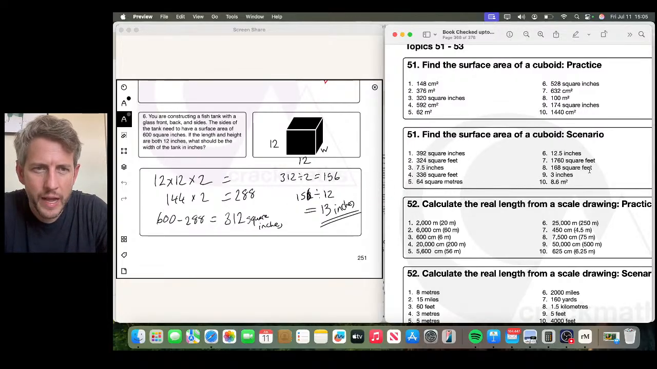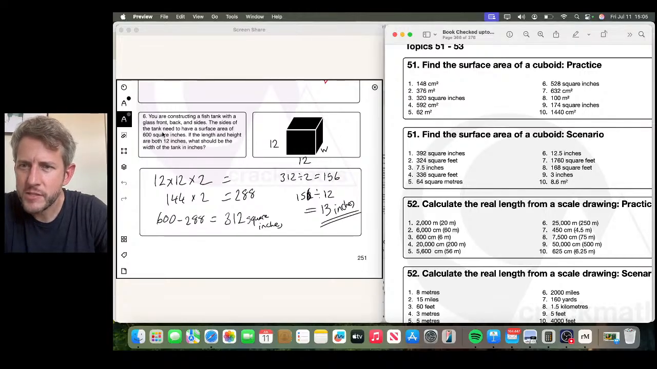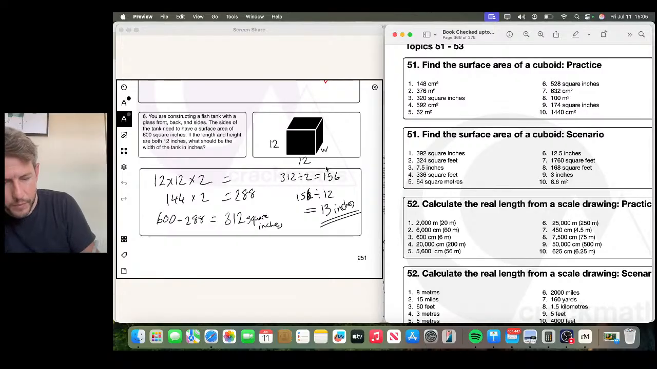So what have we got? Let's double check this. You're constructing a fish tank with a glass front, back and sides. The sides of the tank need to have a surface area of 600. If the length and the height are both 12 inches, what would be the width of the tank? Okay, let me just check my answer by working backwards.